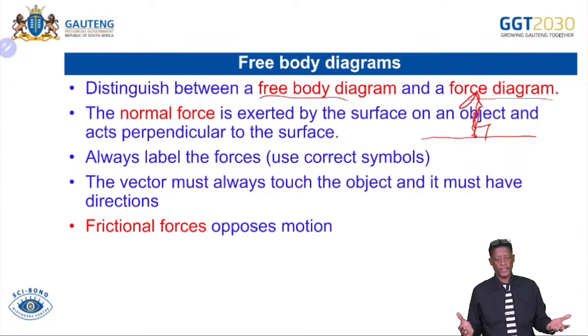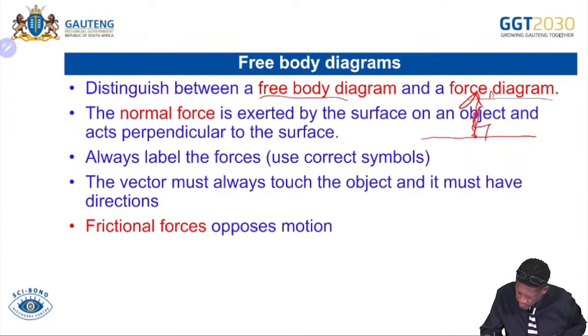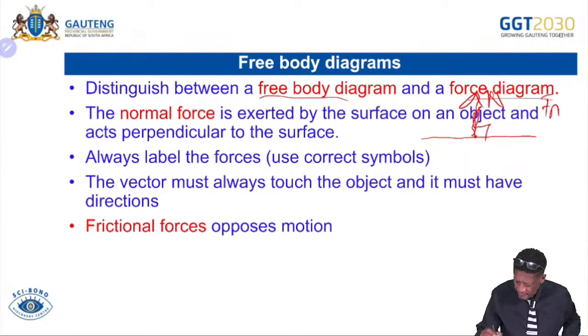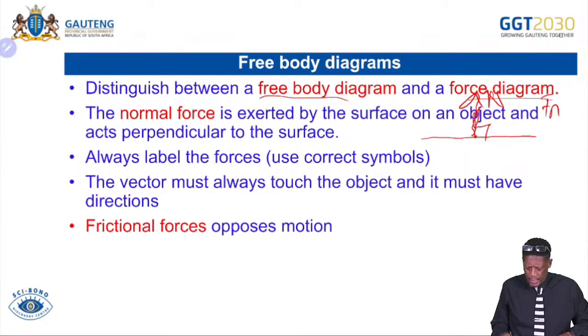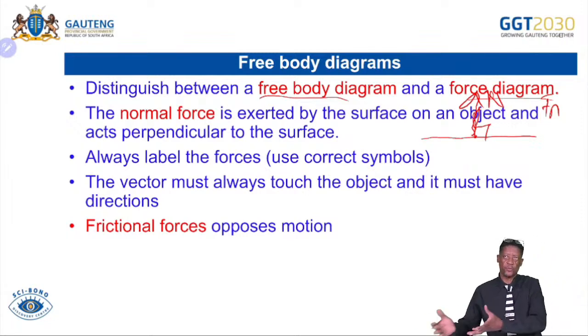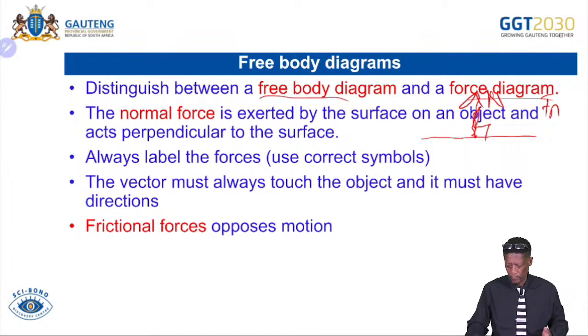So that is what it says. That is a normal force. Always label the forces. Use symbols. This normal force is going to be N or Fn. All right. The frictional force is the force that acts opposite to the motion of an object. We know about that one.